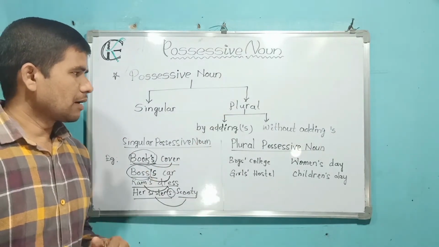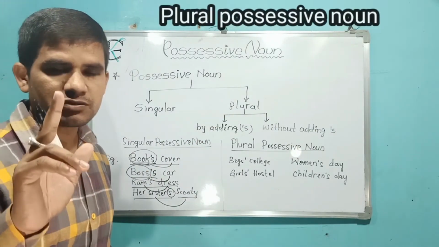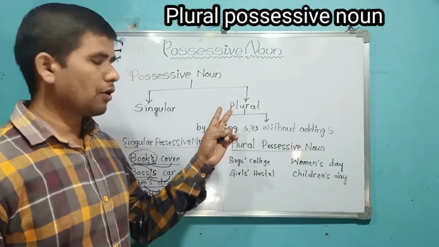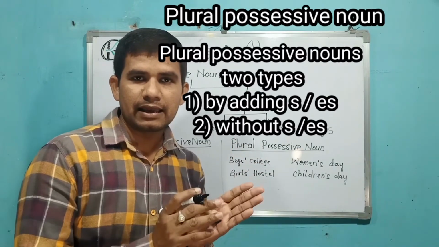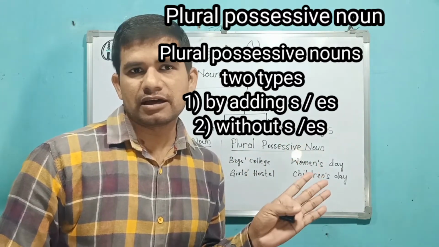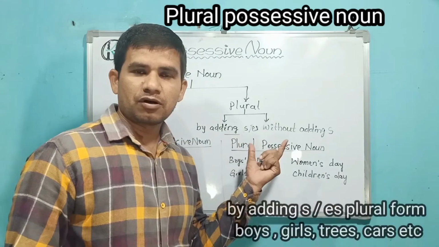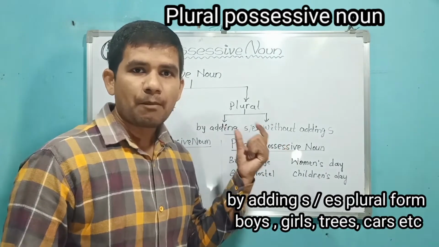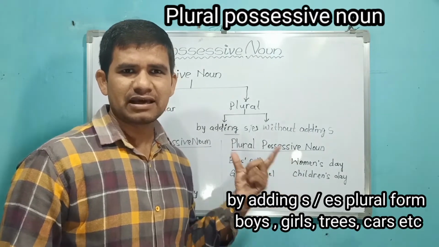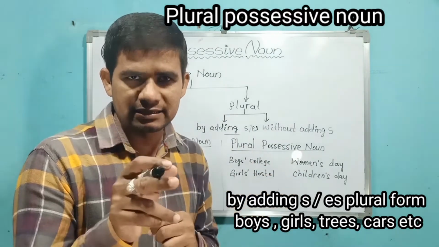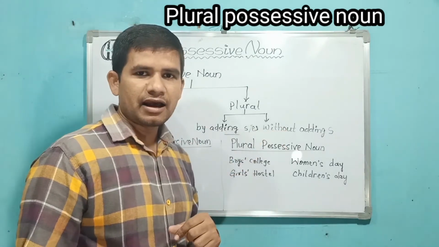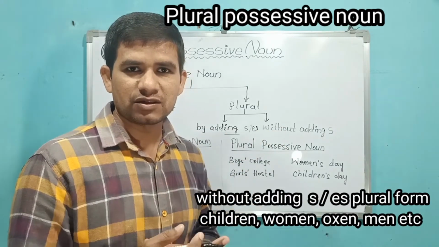Whereas coming to plural possessive nouns, plural possessive nouns again are of two types. We know that plural nouns are of two types: by adding s or es, and without adding s or es. Adding s or es, plural words: boys, girls, trees, cars, bags. These are the words that became plural by adding s. On the other hand, without adding s or es, we can make plural.